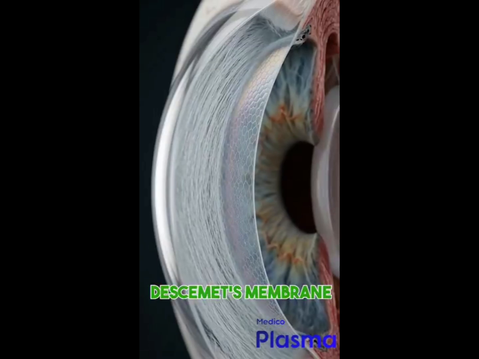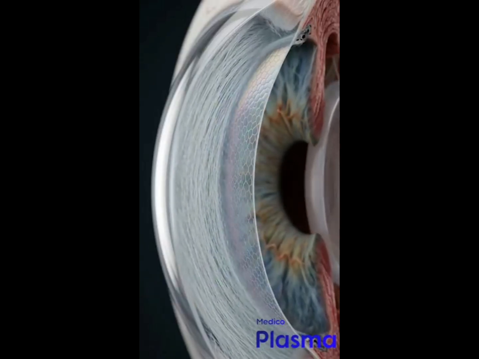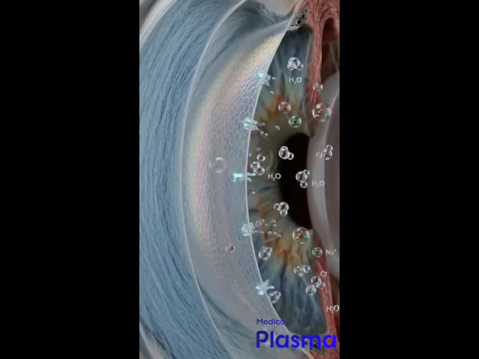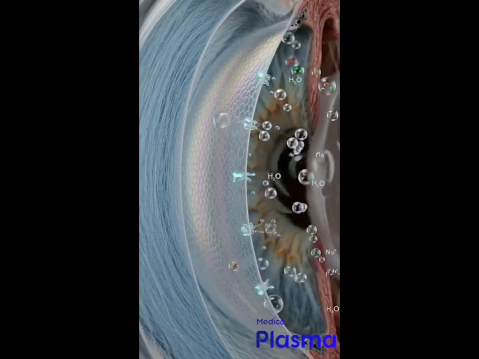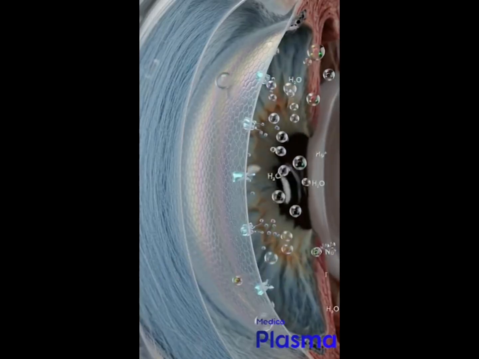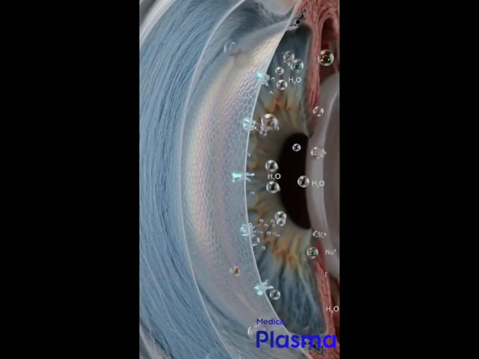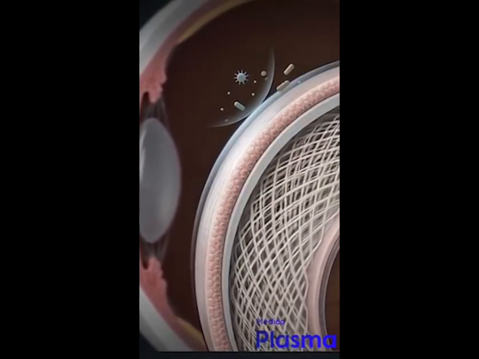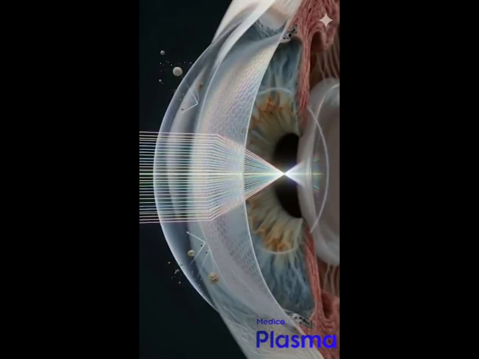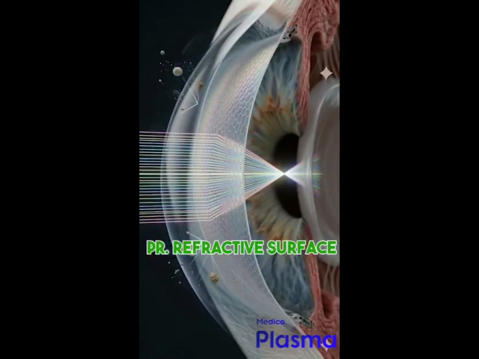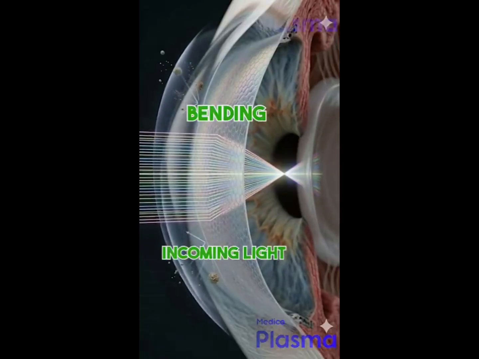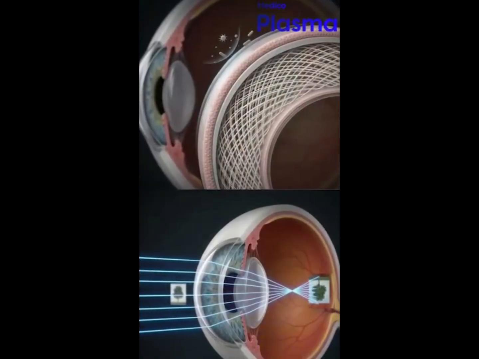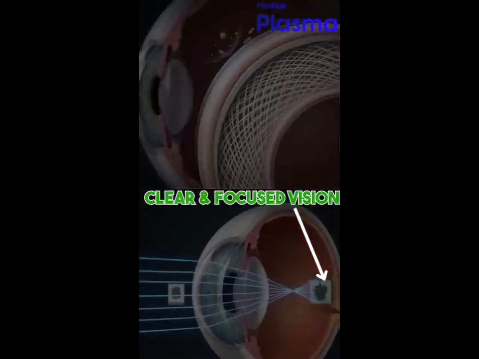Behind it lies Descemet's membrane, supporting the inner corneal surface. Finally, the endothelium regulates fluid balance, preventing corneal swelling and maintaining clarity. Together, this arrangement allows the cornea to act both as a protective shield for the eye and as the primary refractive surface, bending incoming light before it reaches the lens to help produce clear and focused vision.